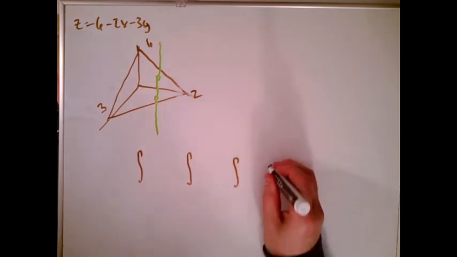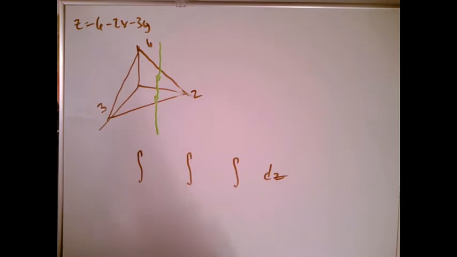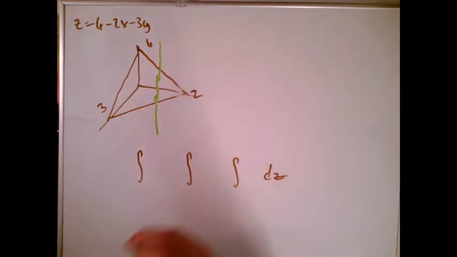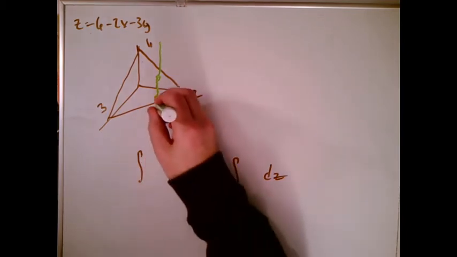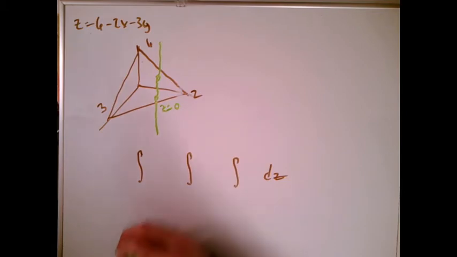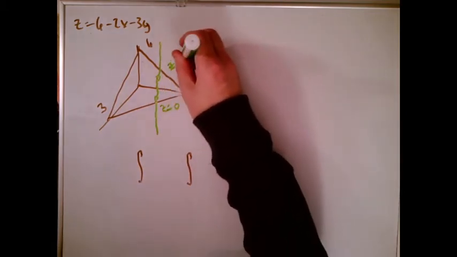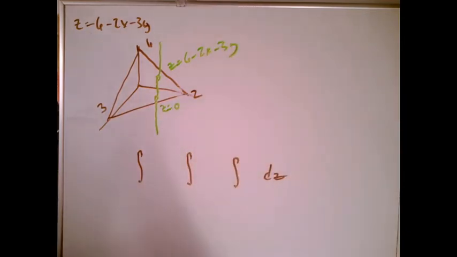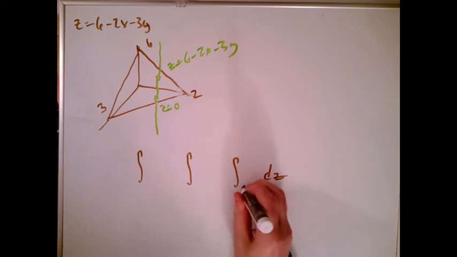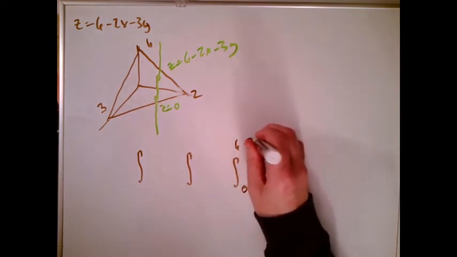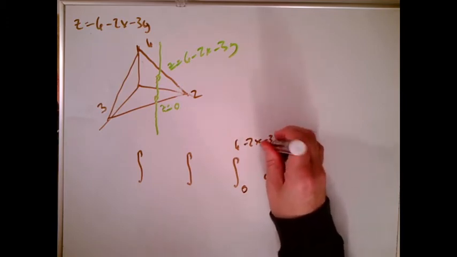I'm doing dz first. Since I'm doing dz first, all I really need to know about this point and this point is what z is as it enters and z is as it leaves. Well, z as it enters here is z equals 0. Z as it leaves is z equals 6 minus 2x minus 3y. So over here when I do the integral, the lower limit of integration is just 0. The upper limit of integration is just 6 minus 2x minus 3y, like that.